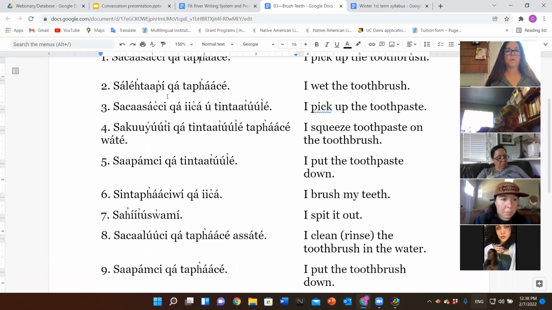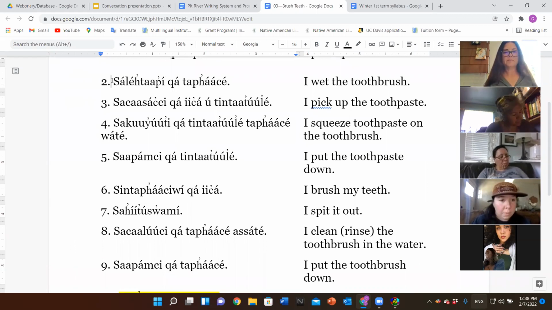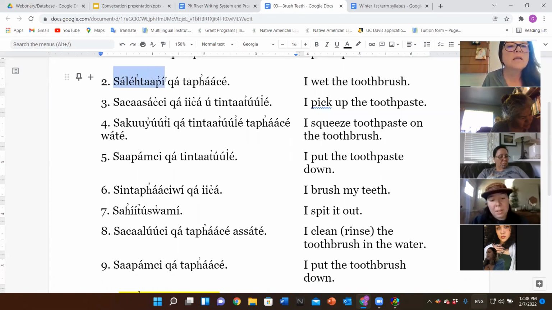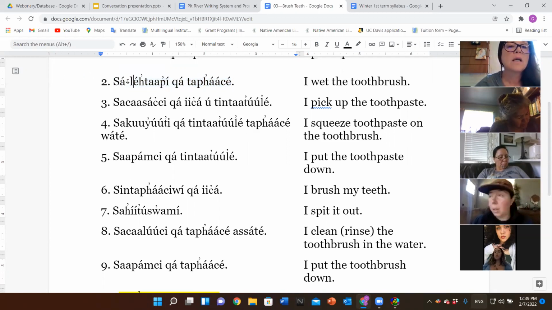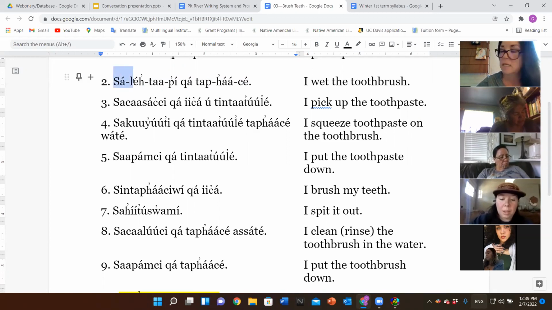Okay. And number 2, this is another one with this awesome H right here. Saleh dap e. Saleh dap e. That's like I'm wetting something. So you're wetting the toothbrush. Saleh dap e ga dap ha j. I'll break this down into syllables. This usually gives people trouble. Okay, so Lisa, saleh dap e ga dap ha j.